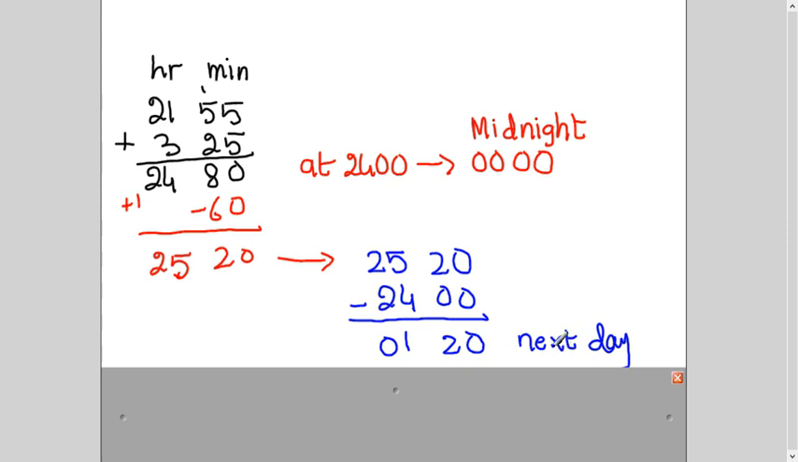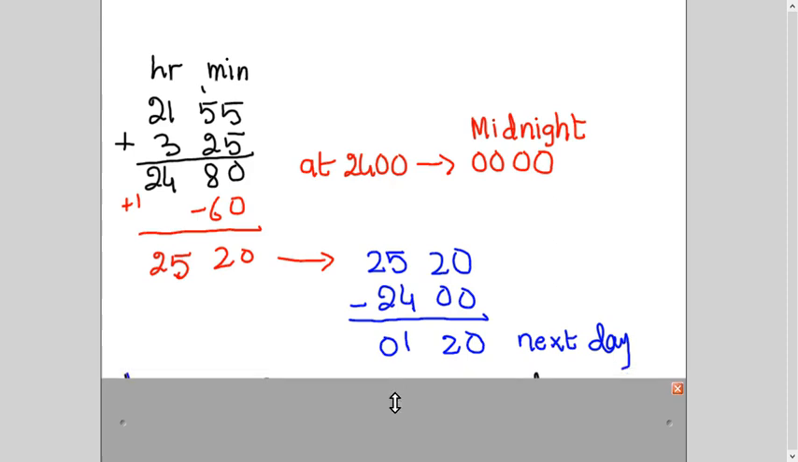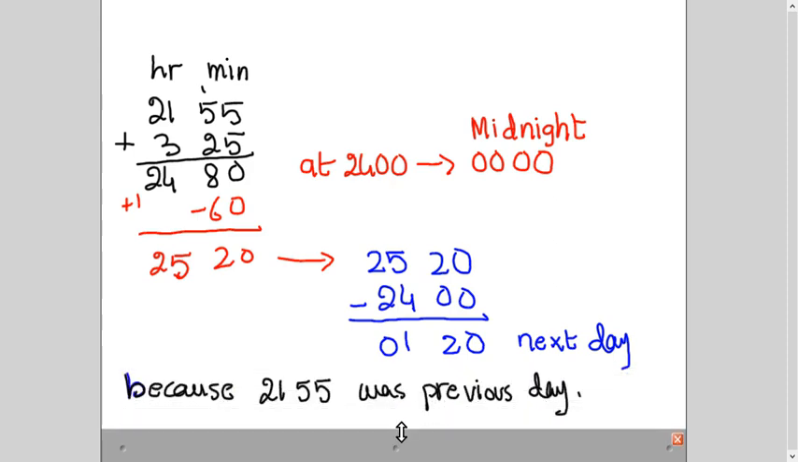Now this is the next day. In this question, it is not asked, but at times it is asked. For example, it could be written here that the film started on Wednesday. So what time will it end on Thursday? Do not get confused by Thursday and Wednesday. It is just because it is the next day. So after Wednesday, it is Thursday, right? 21:55 was the previous day. So I can say it will end at 01:20 the next day.